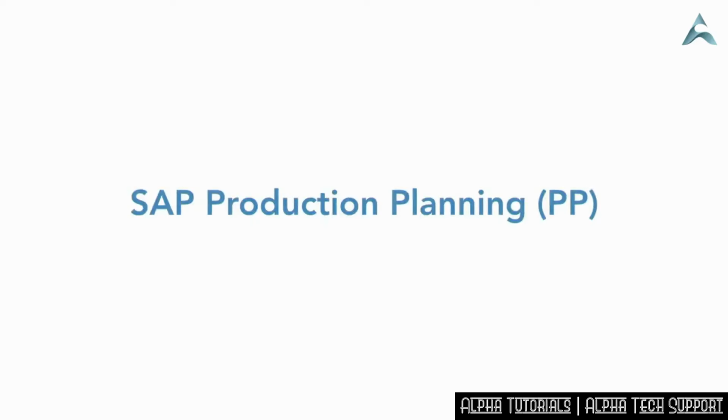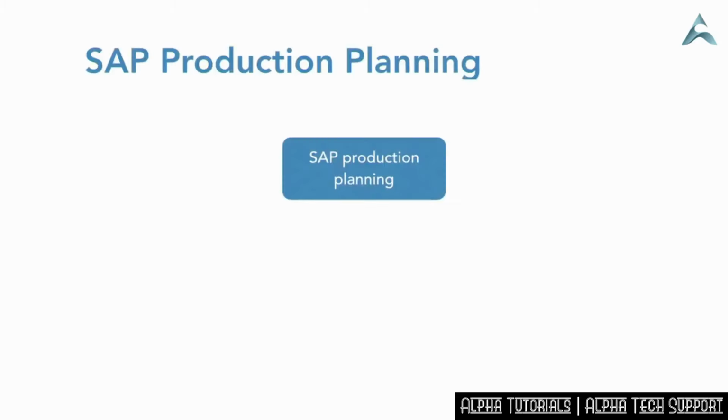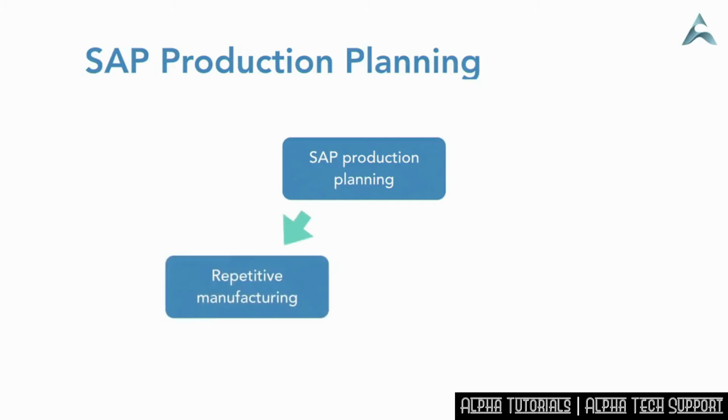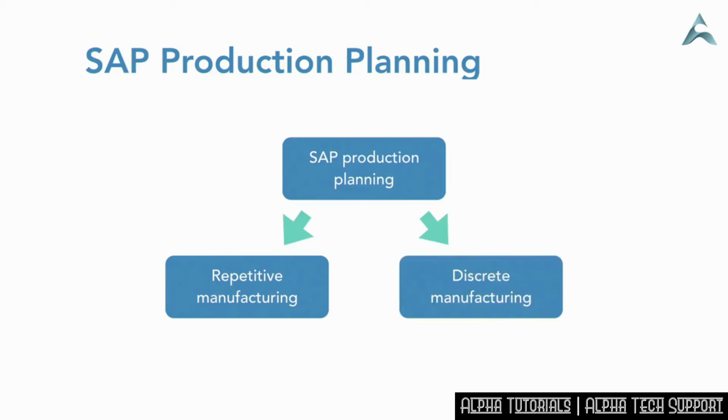Let's look at the SAP Production Planning, or the SAP PP module. This module is used to help plan the manufacturing for sales and distribution of products. SAP PP has the ability to handle businesses that have both repetitive manufacturing models, where the manufactured product stays the same over a long period of time, and discrete production models, basically order-based production, where the product can change often.